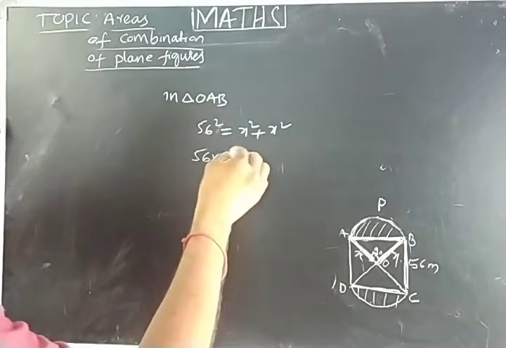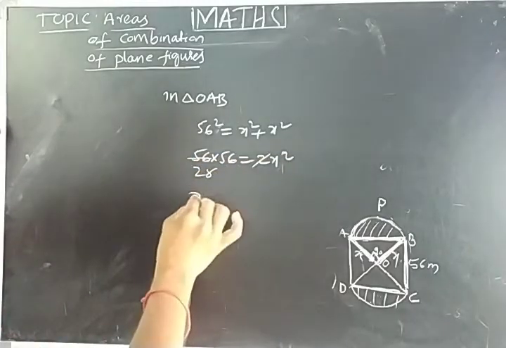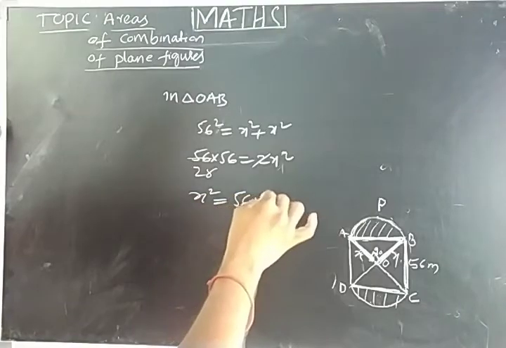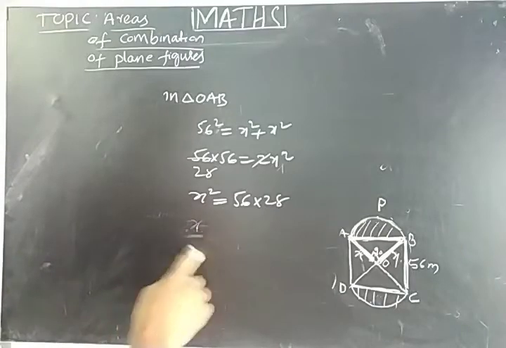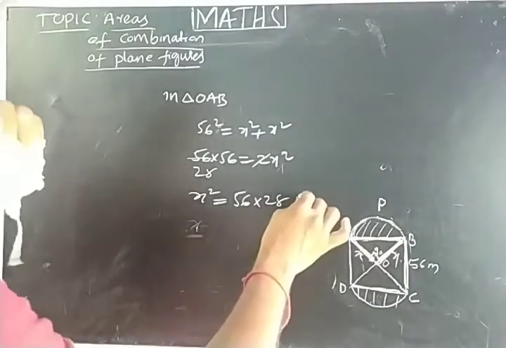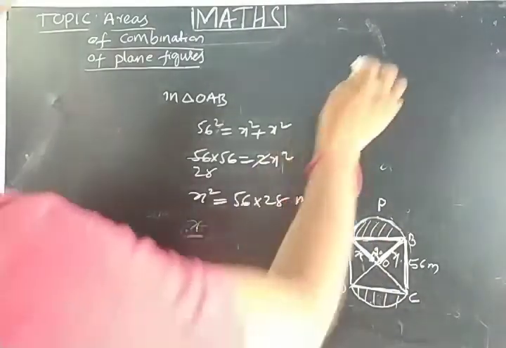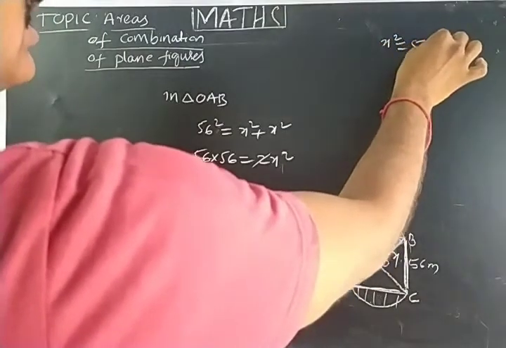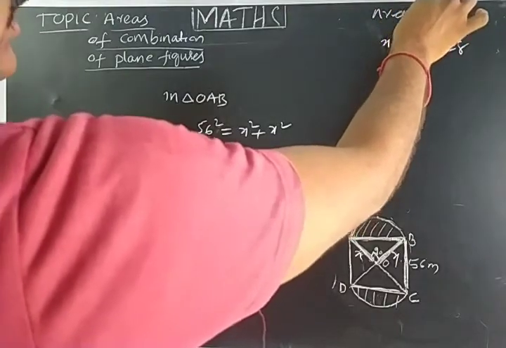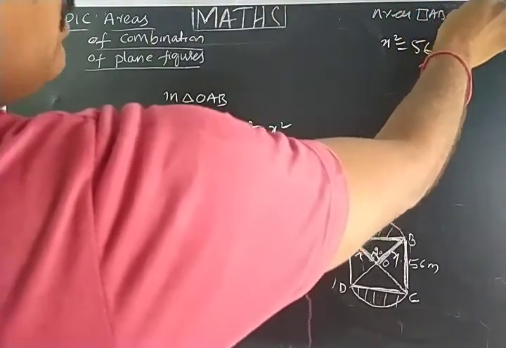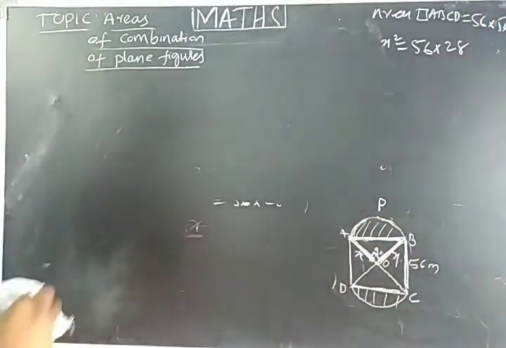56 into 56 is equal to 2x squared. So x squared is equal to 56 into 28 meter square. Right, now I am going to find the area of the sector. This is the x squared value, 56 into 28, and we got the area of the square also. I am writing here the area of square ABCD is 56 into 56. Right, and now I am going to find the area of the sector.